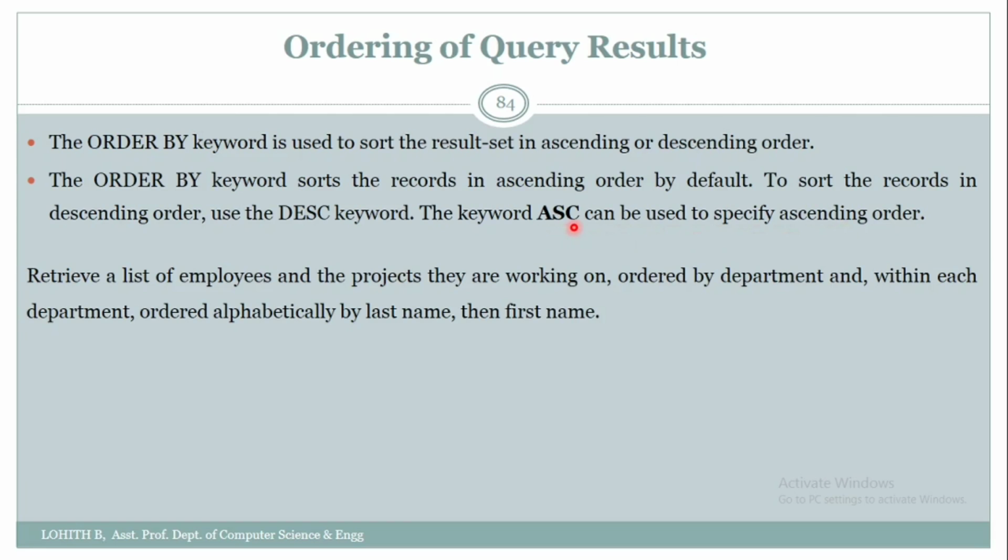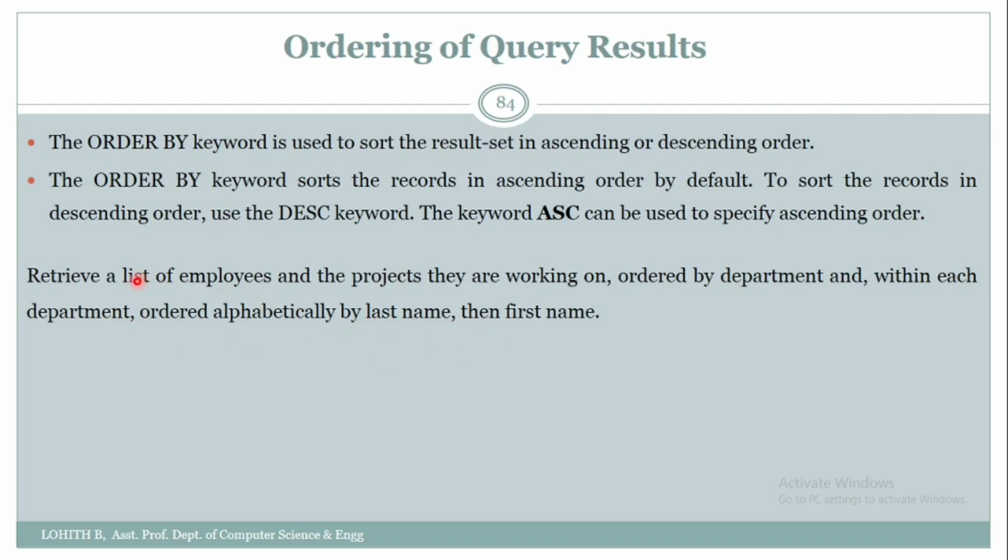Yes, by default it is ascending, but if you want to order the records in descending order, you can make use of the DESC keyword. Yes, let us understand a query. Retrieve a list of employees and the projects they are working on, ordered by department, and within each department ordered alphabetically by last name then first name.